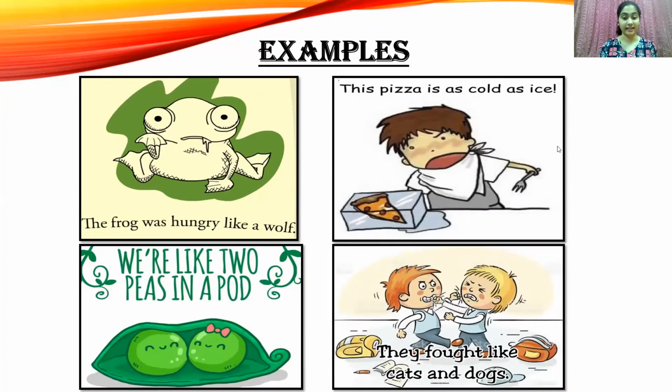They fought like cats and dogs. Again, the two boys are directly compared to cats and dogs. And what is the common aspect here? Yes, the fight between the two is the common aspect here.